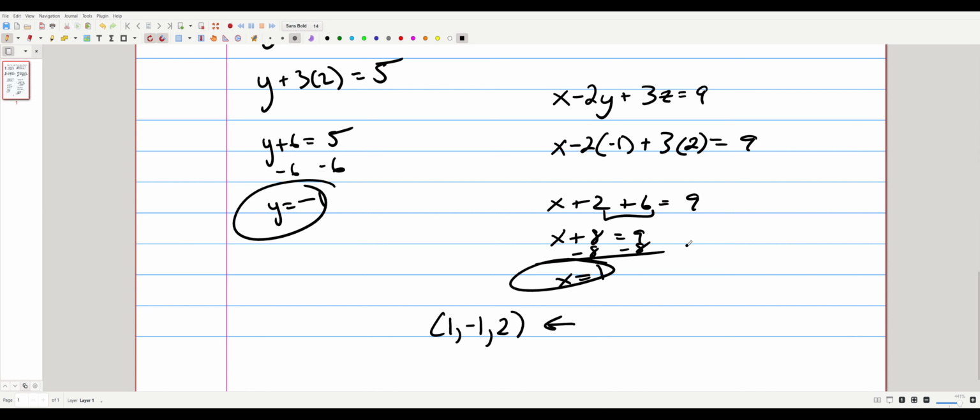And this is the point at which all 3 of these planes intersect. So they just intersect at one point.